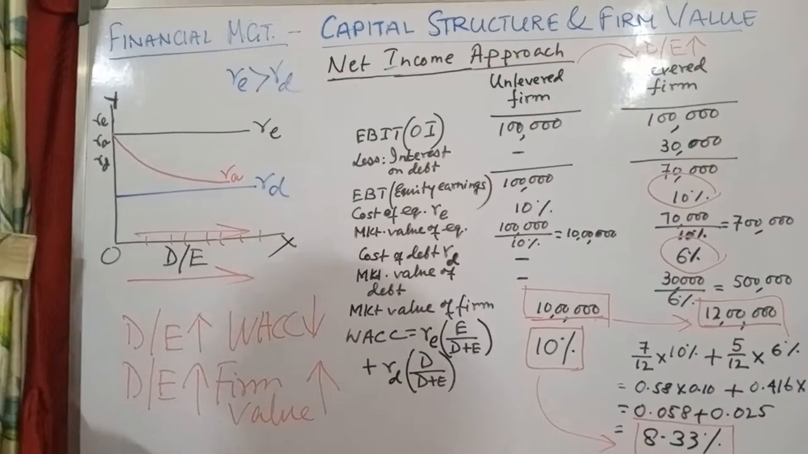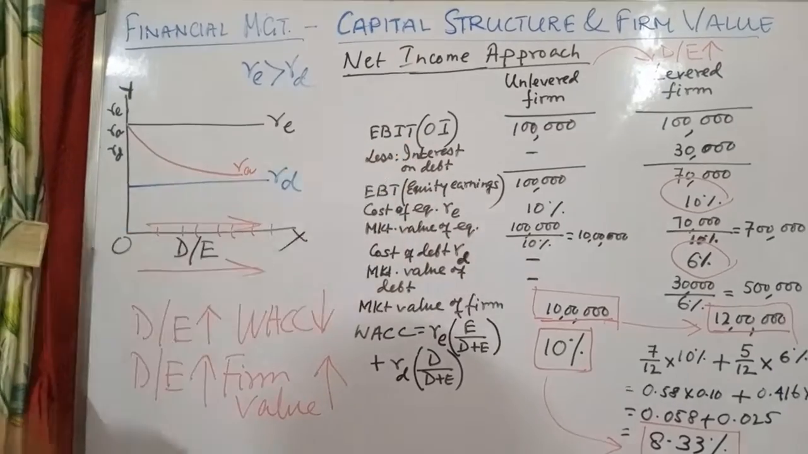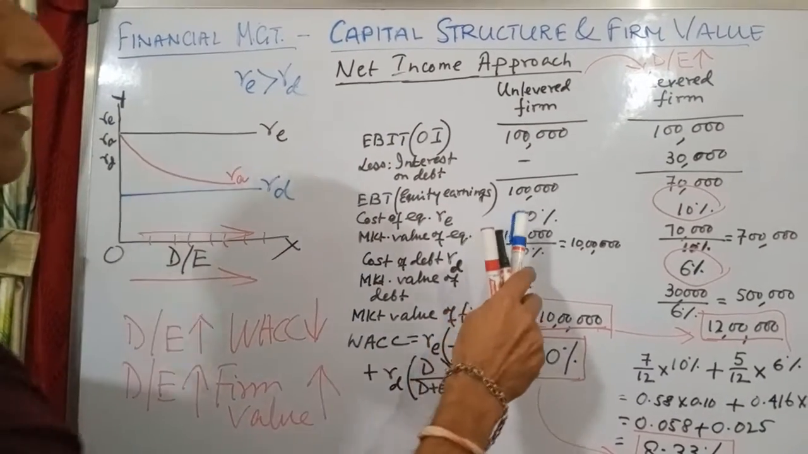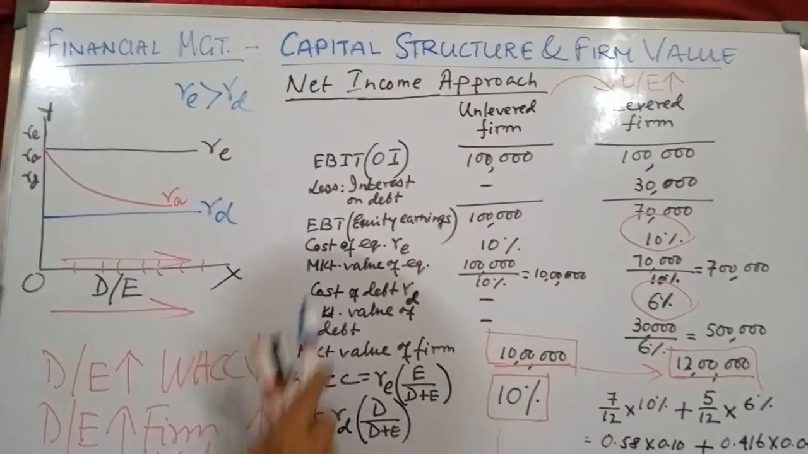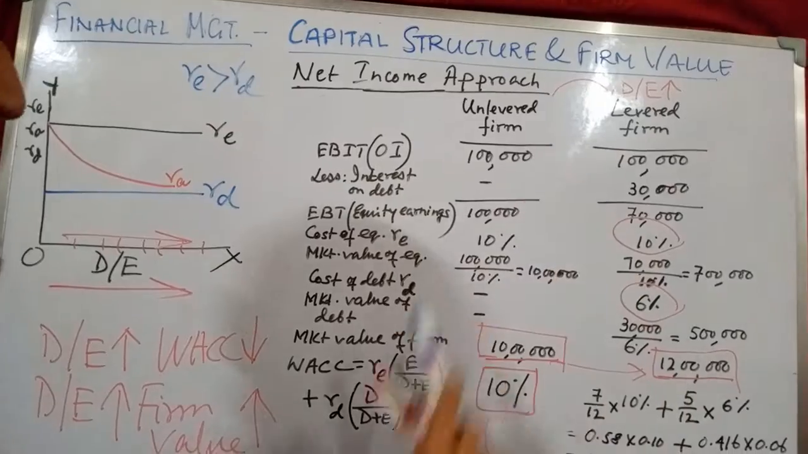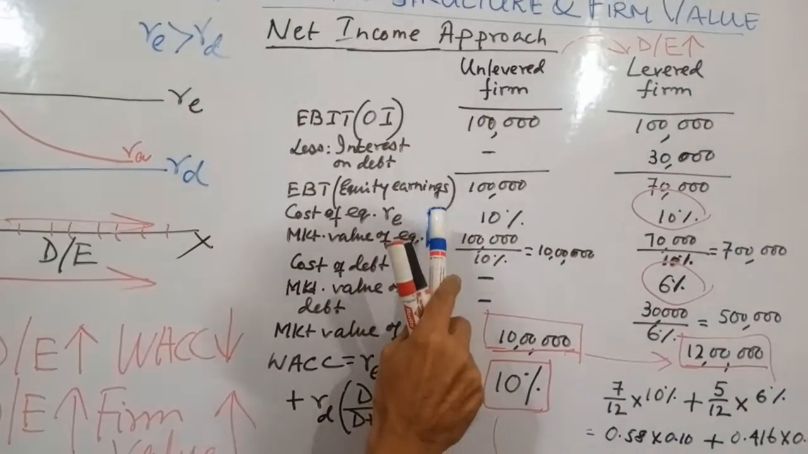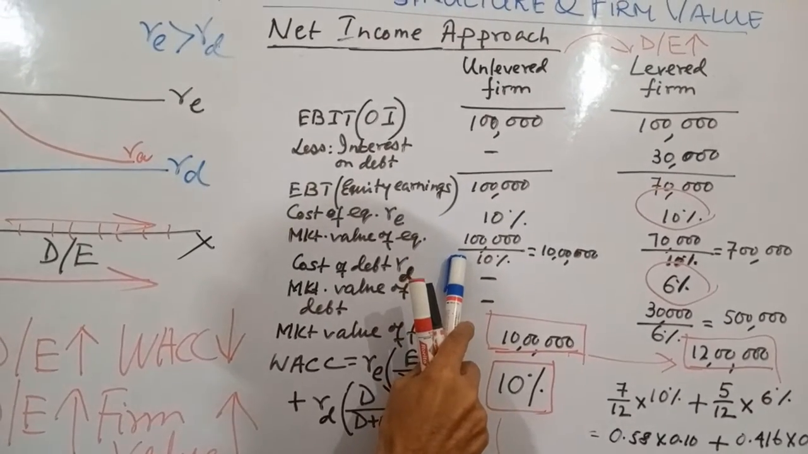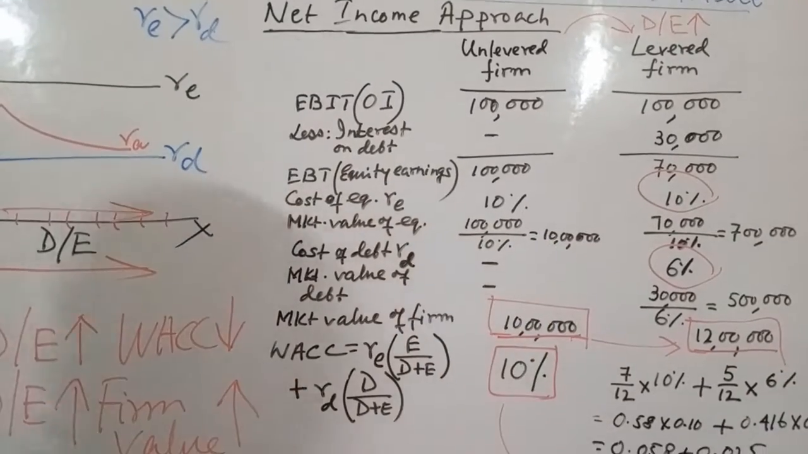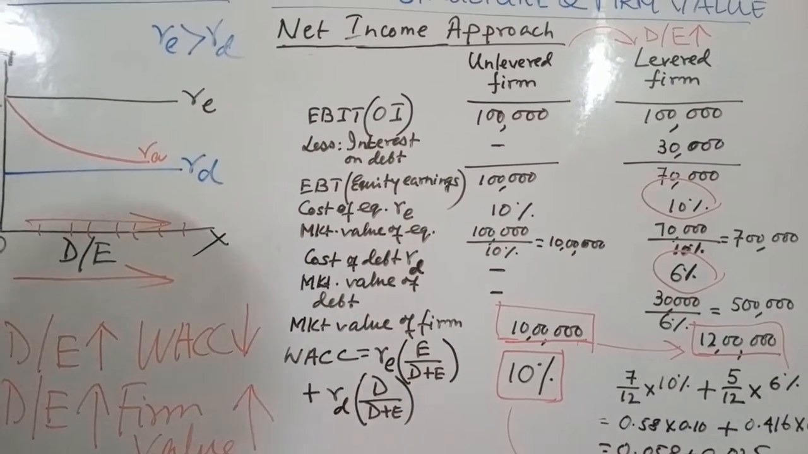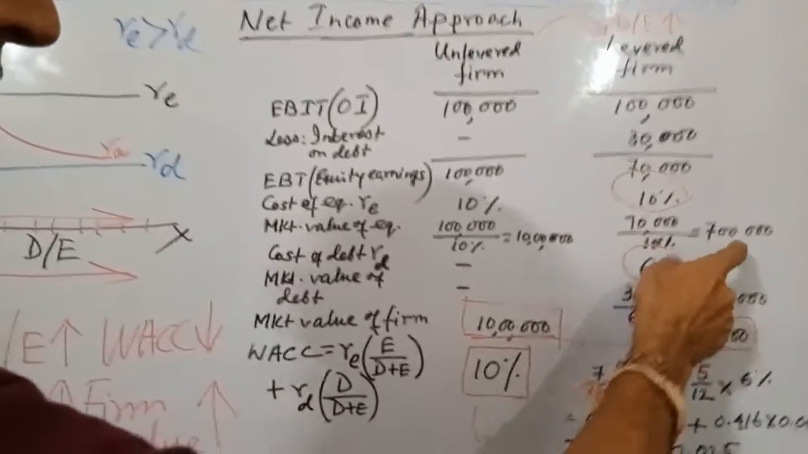The equity earnings or EBT, earnings before tax, that is earnings after payment of interest, is 100,000 for the unlevered firm and 70,000 for the levered firm. Cost of equity is 10% for both firms. So market value of equity is equal to equity earnings divided by cost of equity, that is 100,000 by 10%, that is 10 lakh. And for the levered firm it is 70,000 by 10%, that is 7 lakh.